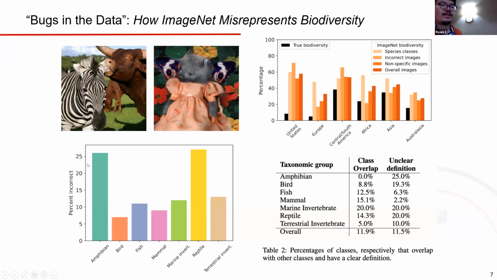There are a lot of mislabeled images in it. So if you solely rely on those data sets to train a model, that can lead to a lot of problematic applications for the biodiversity study, using this specific example.